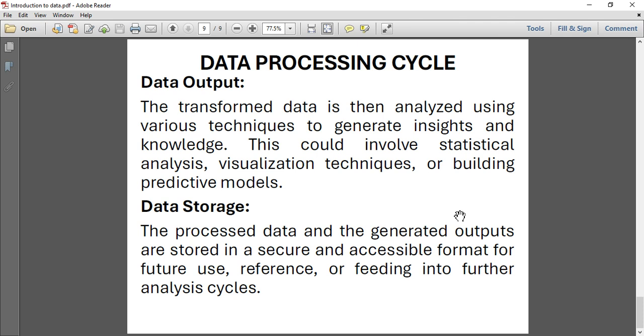Then data storage. The processed data and the generated outputs are stored in a secure and accessible format for future use. So you have to keep the data after you have processed it. After you have given output, you keep the output as well as the raw data, so that next time if you need them, you can refer back to say, okay, this is the data we had, this is the output which we had. And that's how the data which is collected is stored.